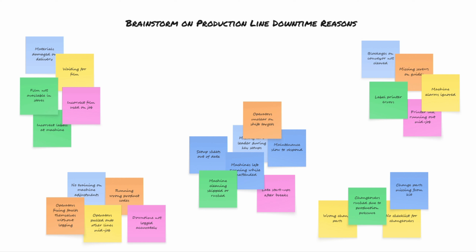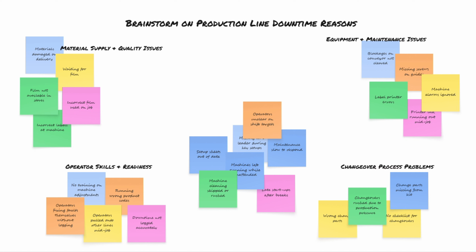So let's label them up at this point. First of all, material supply and quality issues. Then we'll call this one operator skills and readiness. Next, we'll call this group changeover process problems. This one, we could go equipment and maintenance issues. And then the final group, let's say leadership and communication gaps. And now you can see from a wall of chaos, we have 5 clear themes. And this is just the first step.